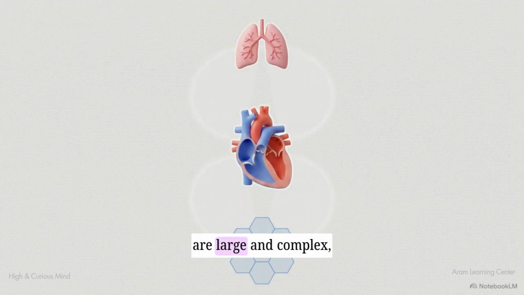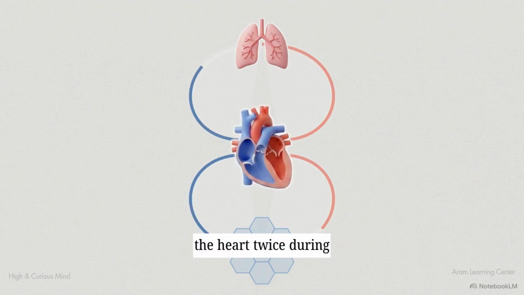This schematic shows the human circulatory system. Because our bodies are large and complex, simple diffusion is insufficient to move oxygen and nutrients to every cell. We rely on a pump, the heart, and a process called double circulation, where blood travels through the heart twice during a single complete cycle through the body.